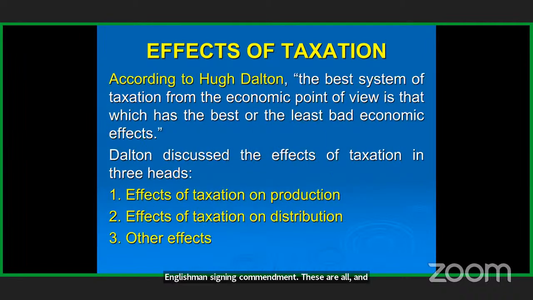According to Hugh Dalton, the best system of taxation from the economic point of view is that which has the best or the least bad economic effects. So, the tax which has the best or the least bad economic effects is the best system of taxation, according to Dalton. So here Dalton discussed the effects of taxation under 3 heads: effects of taxation on production, effects of taxation on distribution of income and wealth, and other effects in the economy.